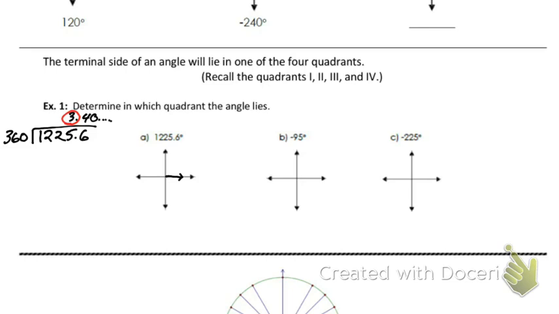So what I'm going to do with that 3 is I'm going to go 3 times 360, and I'm going to subtract that away from 1225. So we're going to do 3 times 360, which is going to be 1080. So I'm just subtracting 360 over and over and over until I get to the last number. And then we're just going to do 1225.6 minus 1080. And what does that equal?